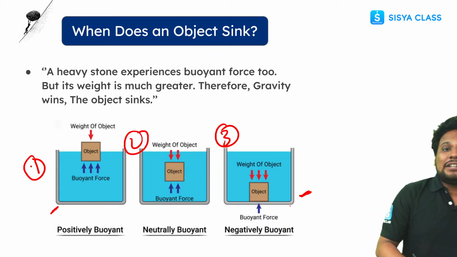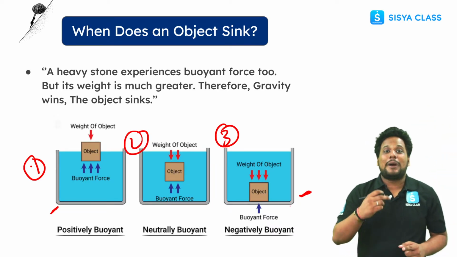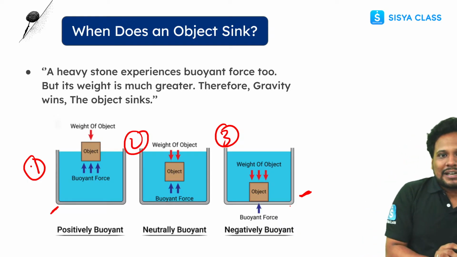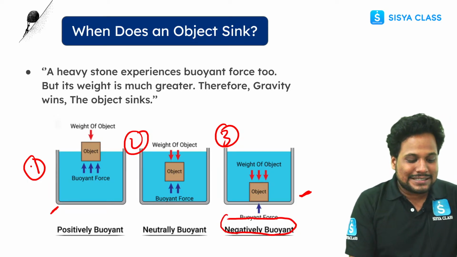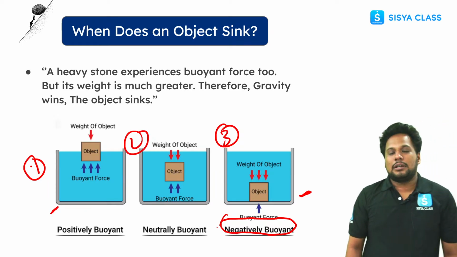Now, the third thing is negatively buoyant. If the weight of the object is more than the buoyant force, then the object is going to sink. And we call this negatively buoyant. This is clear now?